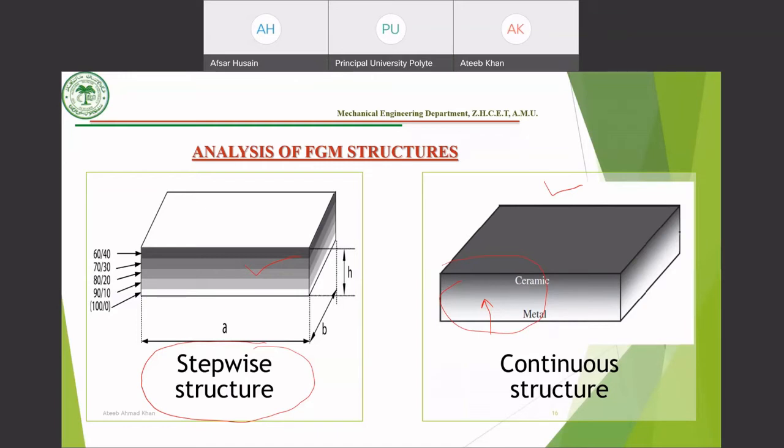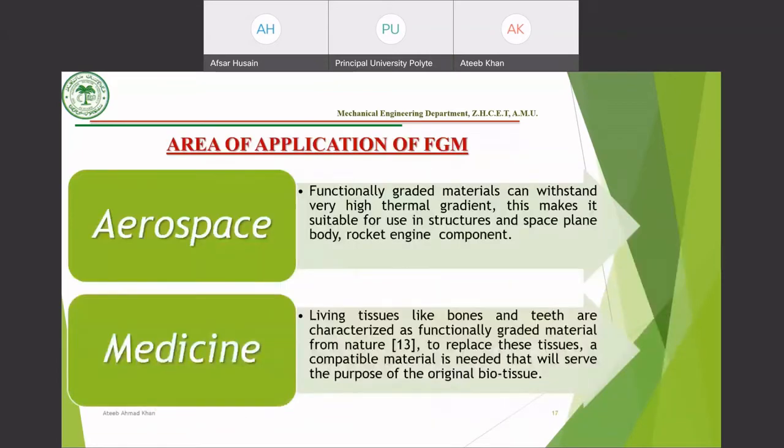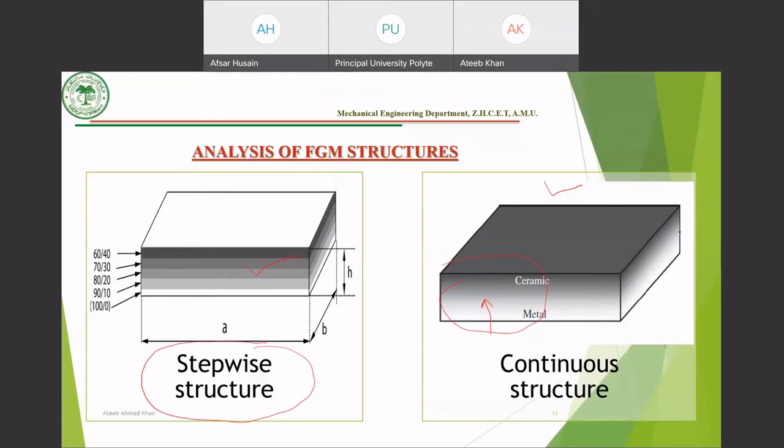The civil engineer, from the design point of view, takes it as a homogeneous material. And I was basically of the point of view that composites are those where two or more materials are mixed at the macro level, which can be identified differently. Anyway, moving on with this lecture, I believe I've already explained the difference between stepwise structures and continuous structures.